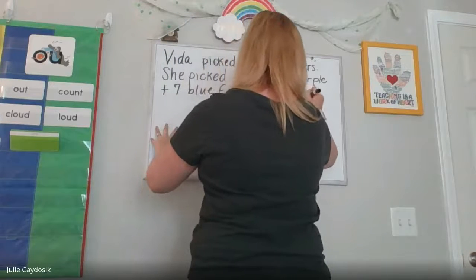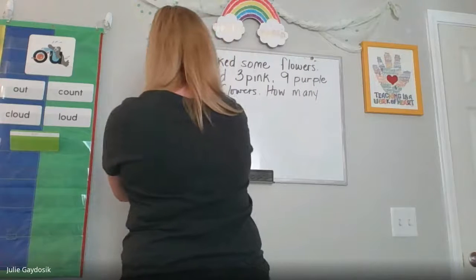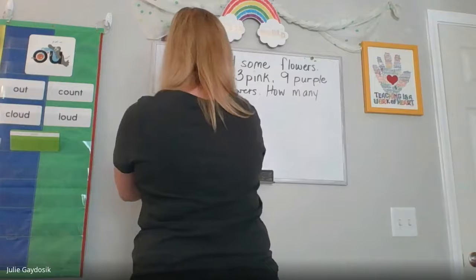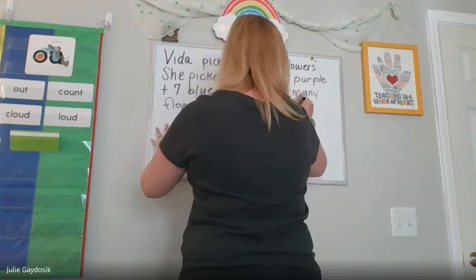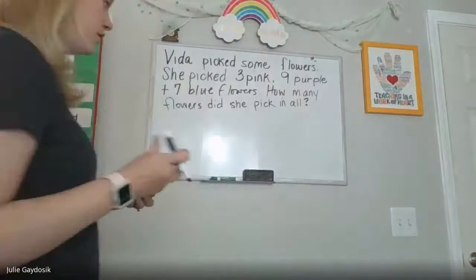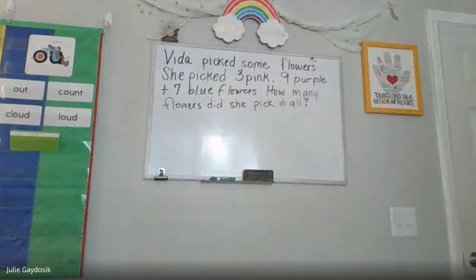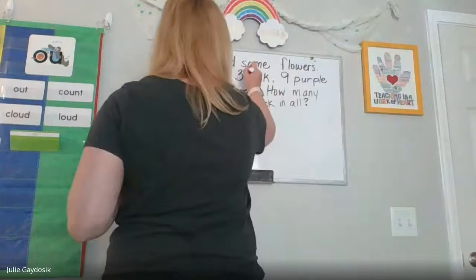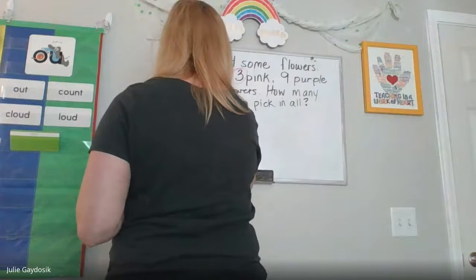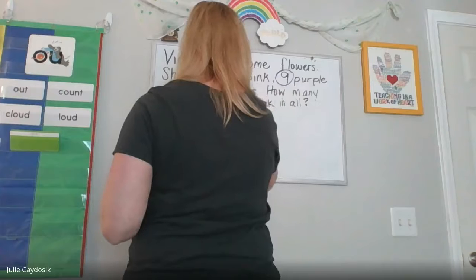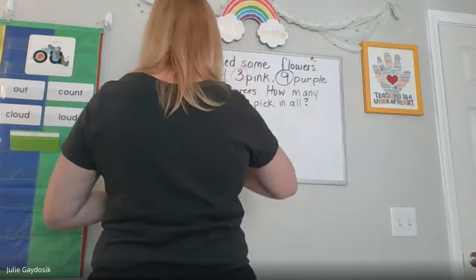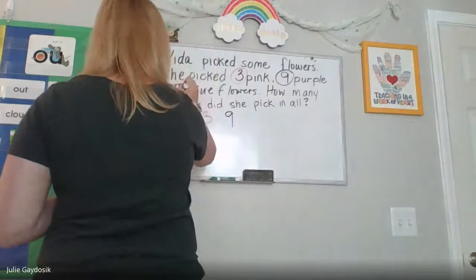How many flowers did she pick in all? Okay, so let me get some colors out. Always makes it a little bit easier. She picked pink, purple, and blue. So she picked 3 pink. Okay. She picked 9 purple. And she picked 7 blue.